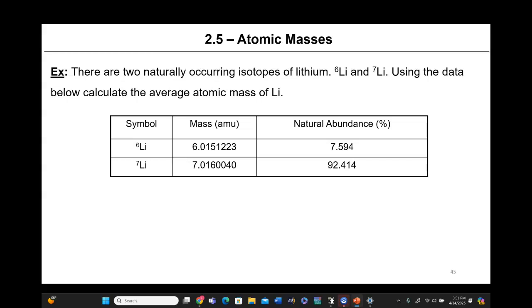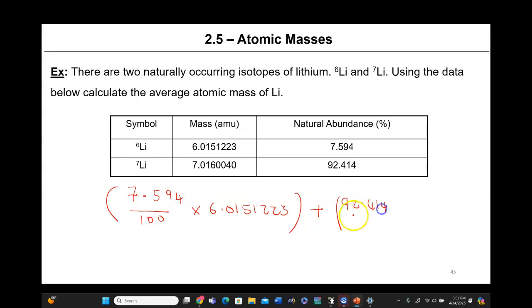Using the data below, calculate the average atomic mass of lithium. So we take the percentage of our first isotope, we divide that by 100, we multiply it by the mass of our first isotope, and then that completes the first isotope. Then we do that for the second isotope as well. We take the percentage, we divide by 100, and we times by the mass of the isotope.